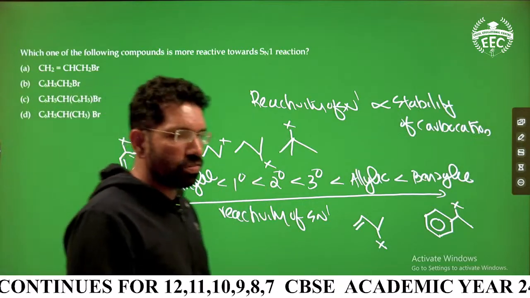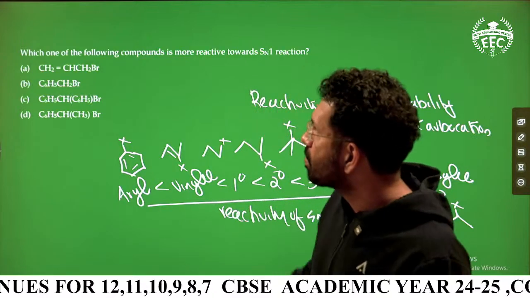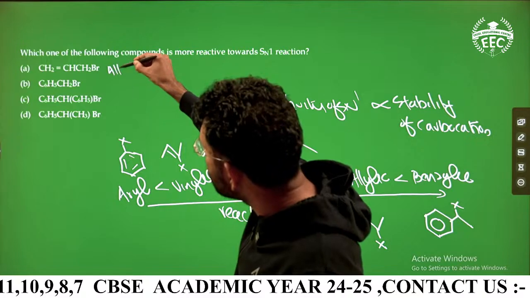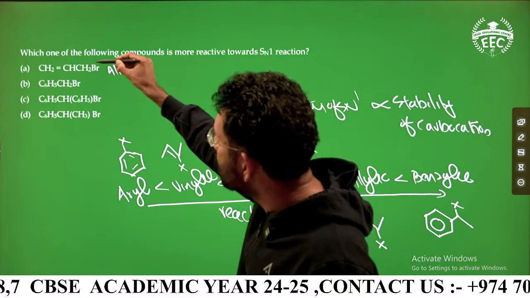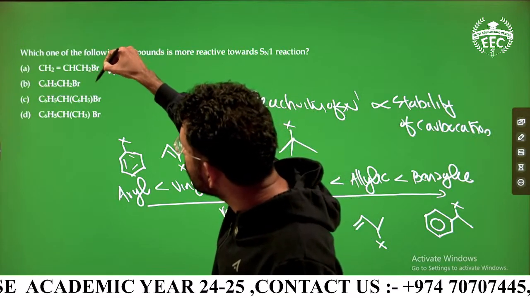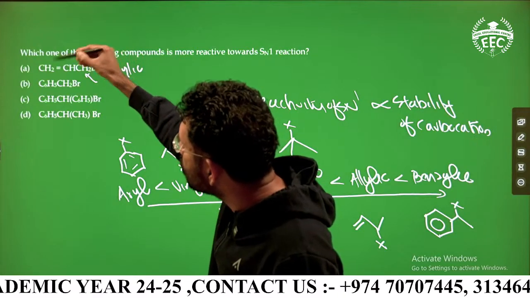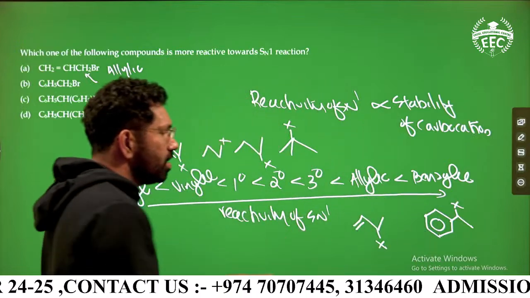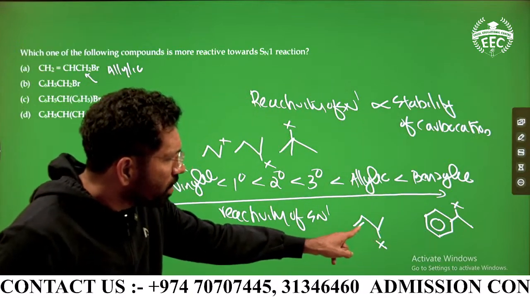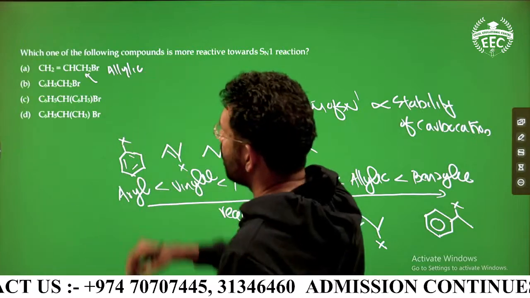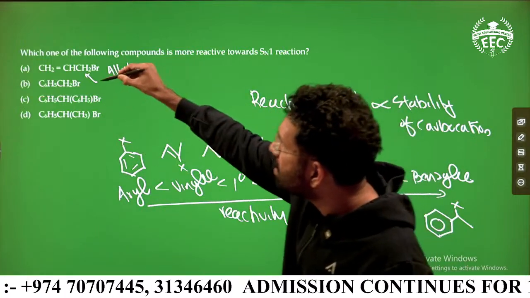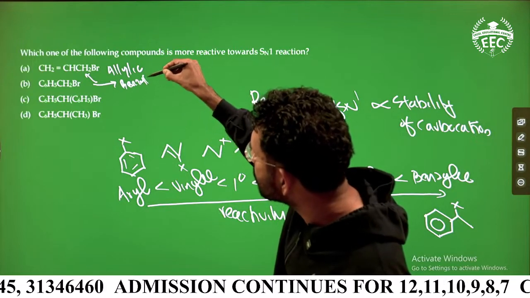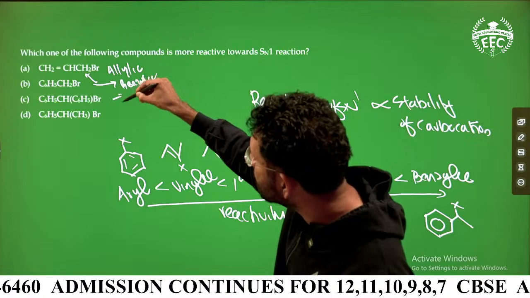Now coming back to this question. This is coming under allylic. Why allylic? Tell me fast. Here the halogen is connected to a single bond carbon next to the double bond, same as this. You can see allylic over here. So this one is allylic. This is benzylic, and this is also benzylic.